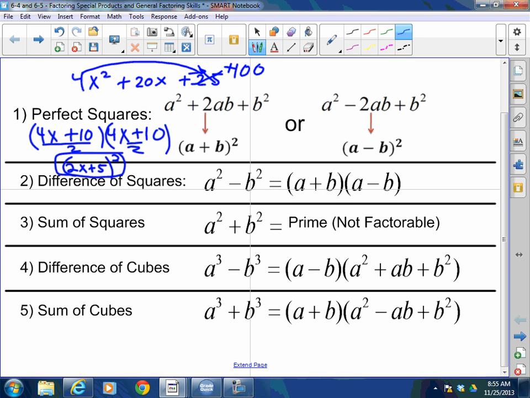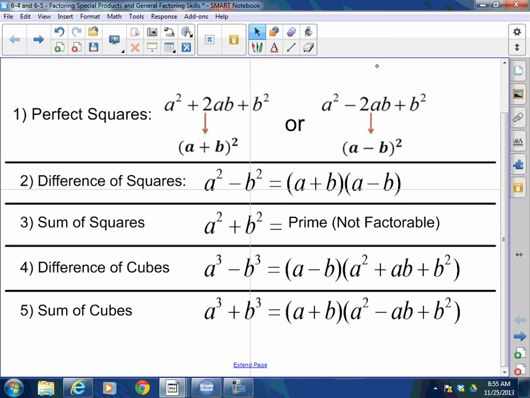If you FOIL (2x + 5) times (2x + 5), you'll get that. That's the whole point of checking, if you want to check. Does that make sense, guys? Okay, so that's perfect squares. We're going to practice, don't worry about it. But that's perfect squares. Now this one, I'm sorry, you have no choice. It's the way it goes.